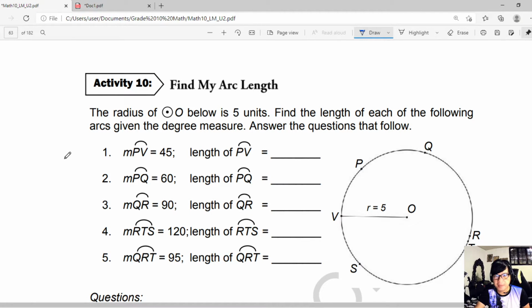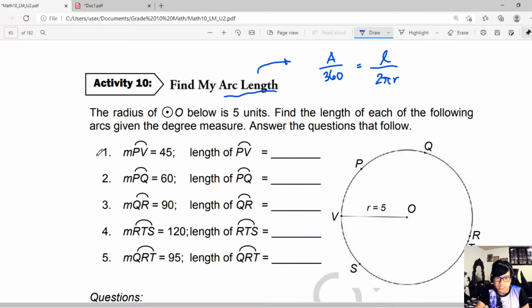So do you still remember the formula or the proportion used in finding the arc length? The formula used in arc length is the proportion A over 360 equals the arc length over 2 pi r. So this is the formula used in finding the arc length, wherein A is the measure of the arc, L is the arc length, and R here refers to the radius.